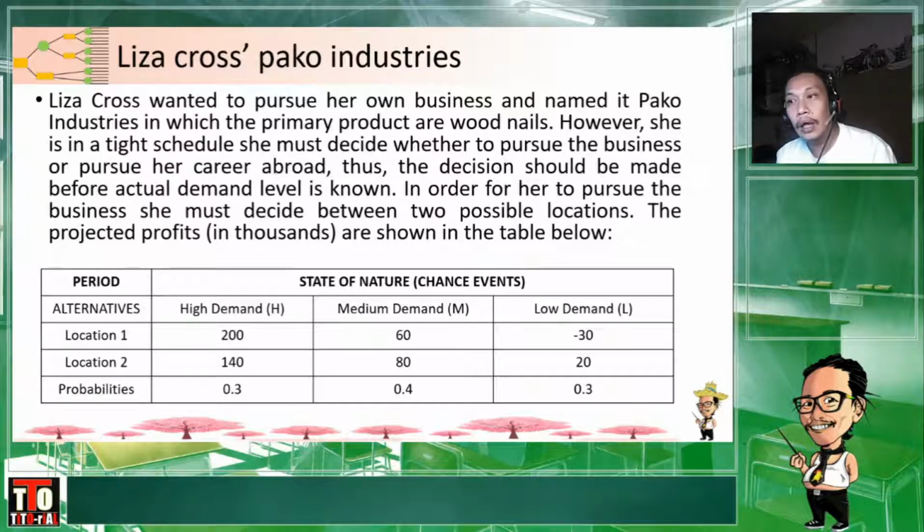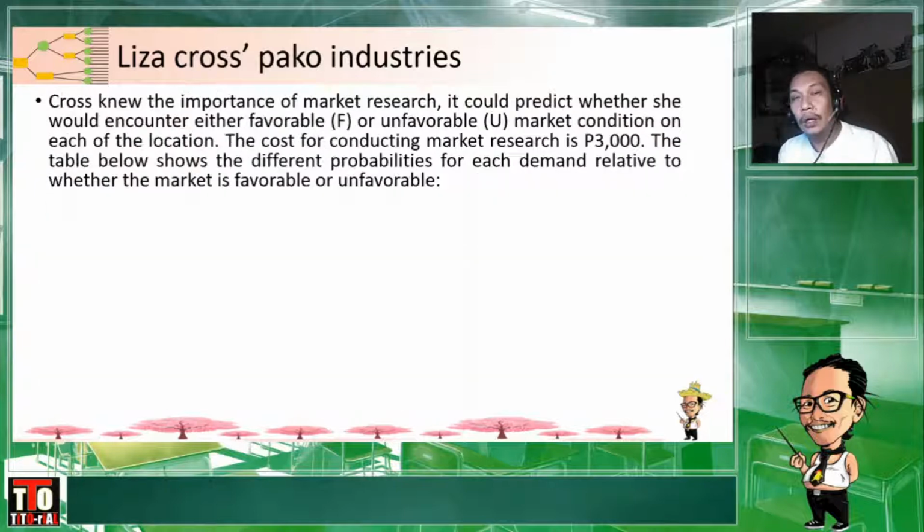Now, nakalagay din doon sa table at the last row is the probability. So, ano yung chance na mangyayari si high demand? So, there is a 30% chance na magkakaroon ng high demand or 0.3. In medium demand, there is a 40% chance na ma-encounter niya ang medium demand, while sa low demand, there is a 30% chance. Okay? Cross knew the importance of market research.